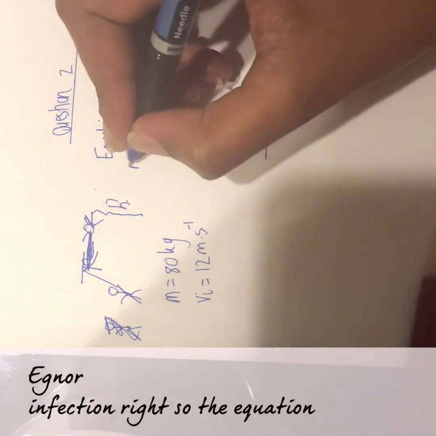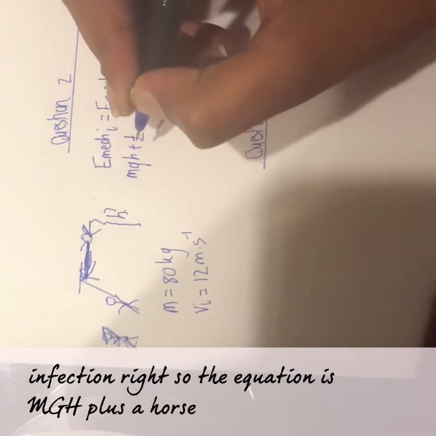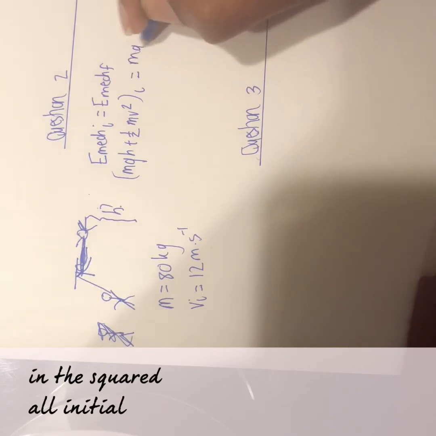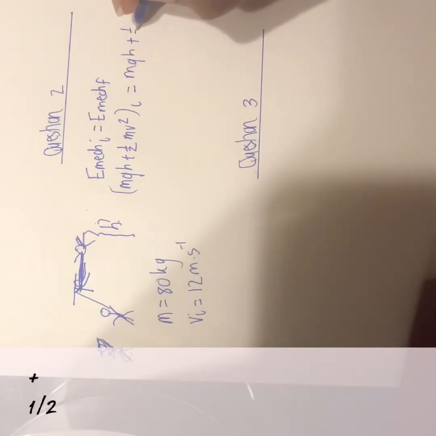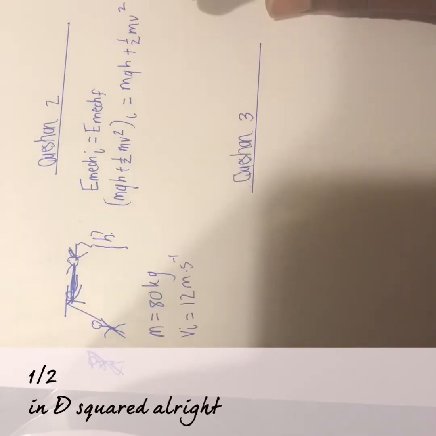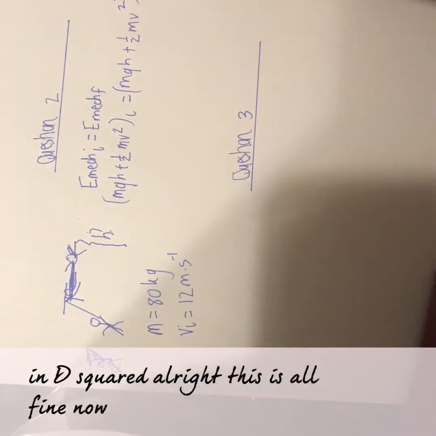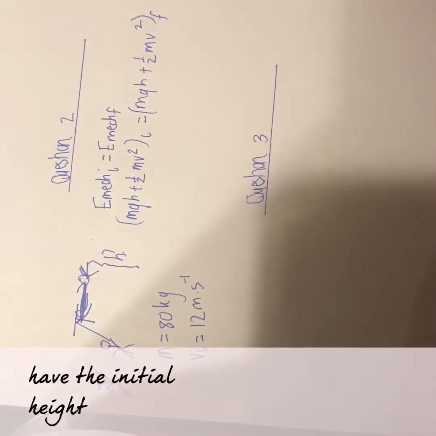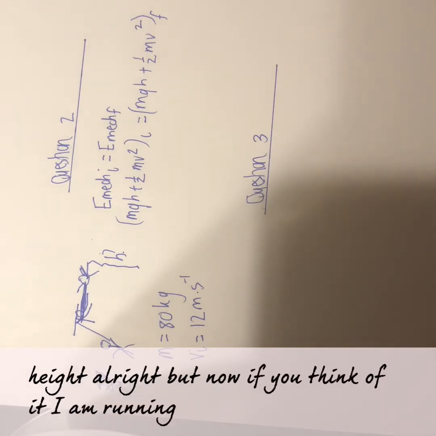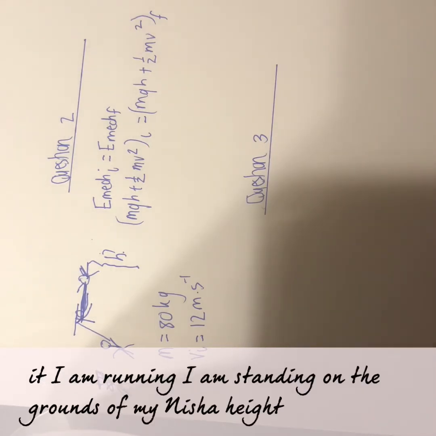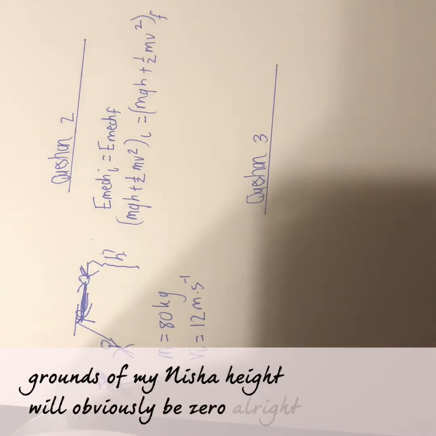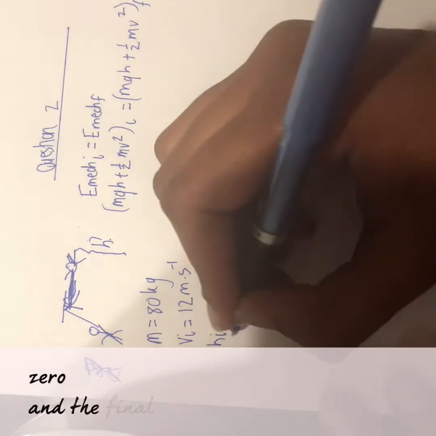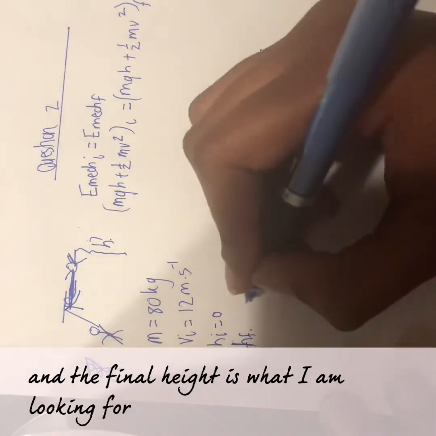All right, so the equation is mgh plus a half mv squared, all initial, equal to mgh plus a half mv squared, all final. Now note, we do not have the initial height. But if you think of it, I am standing on the ground, so my initial height will obviously be 0. I can write it here on the side, 0. And the final height is what I am looking for.